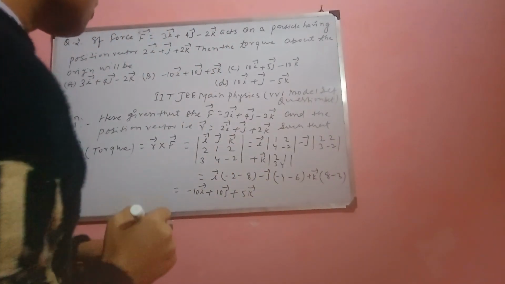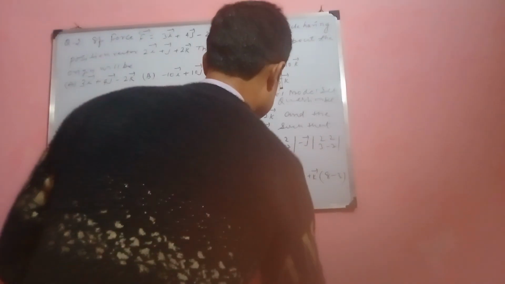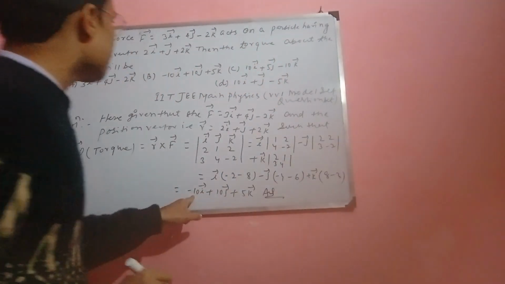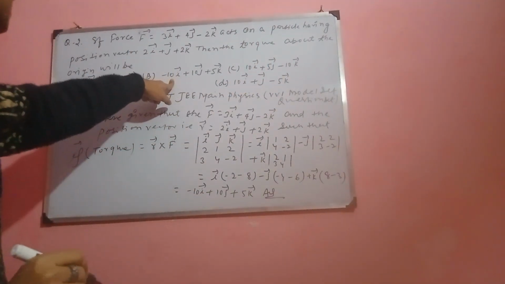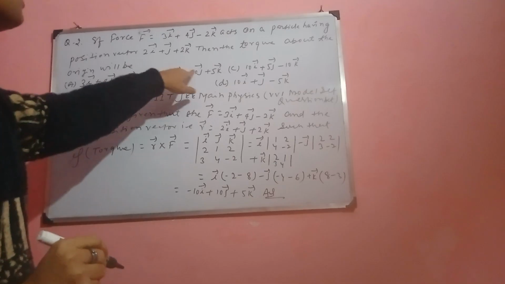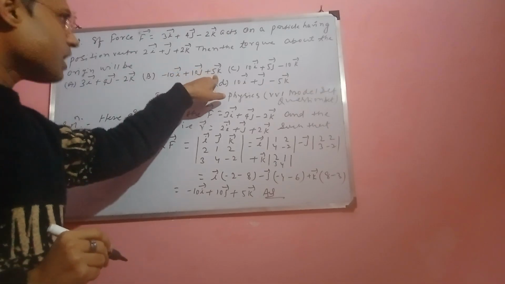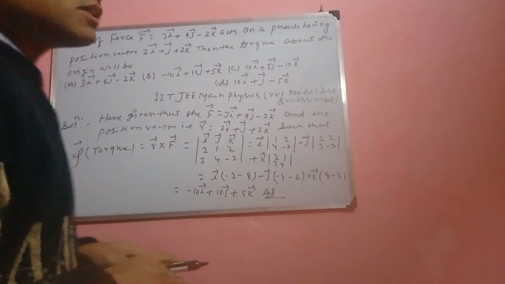This is the answer. This is option number B, that means minus 10i plus 10j plus 5k. That's all. Thank you very much.